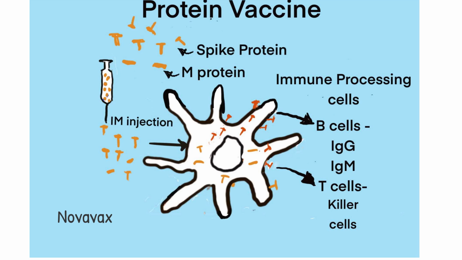For the SARS-CoV-2 vaccine, the full-length spike protein is expressed and purified and combined with an adjuvant, matrix M1 adjuvant, a component that amplifies the immune reaction, and is injected intramuscularly. The immune processing cells take up the foreign protein and express it on their surface, stimulating B and T cell immune responses.